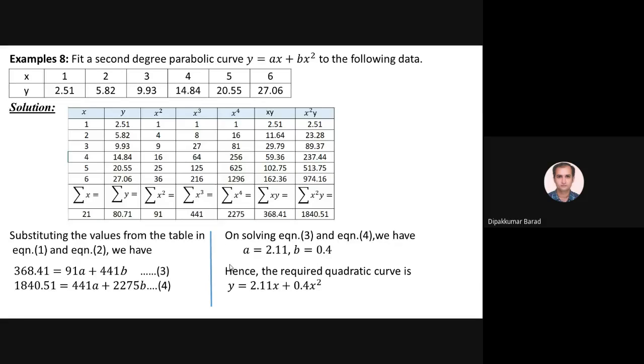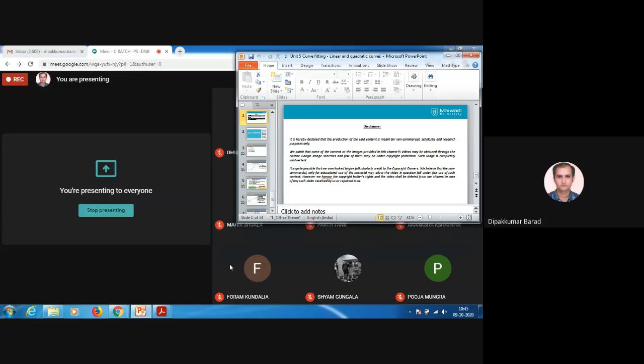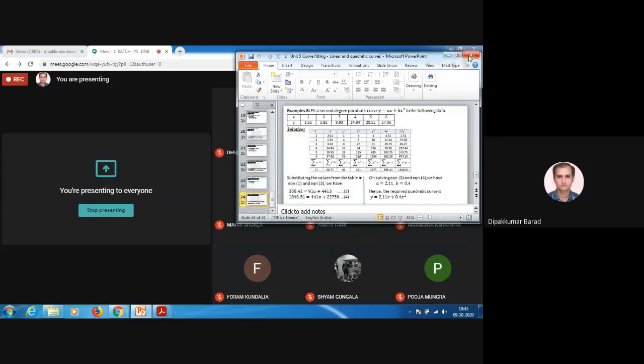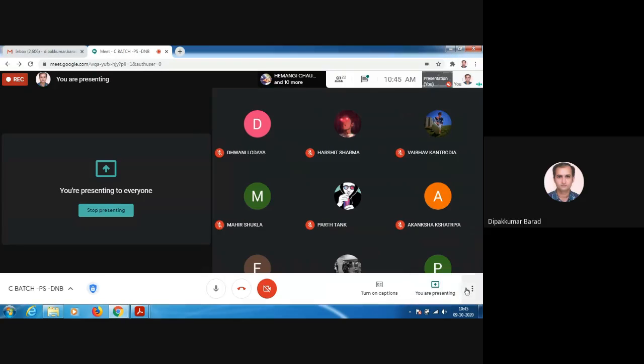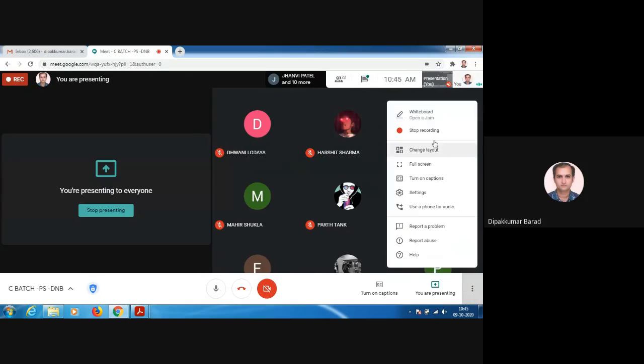Okay, so here we stop our presentation, and here we have completed the linear and quadratic equations. The remaining logarithm curve we will discuss in the next session. So here we are ending our session.